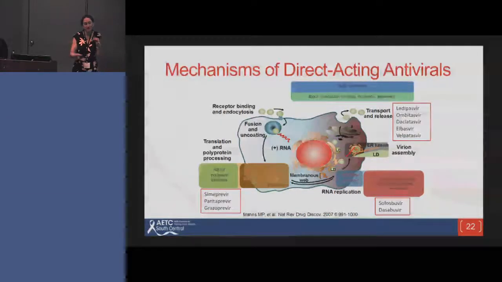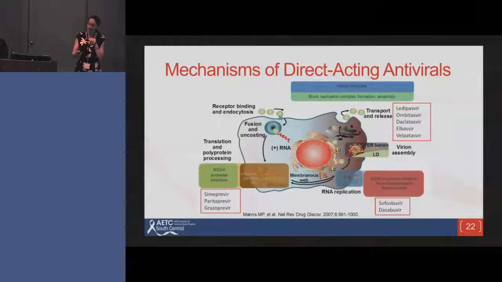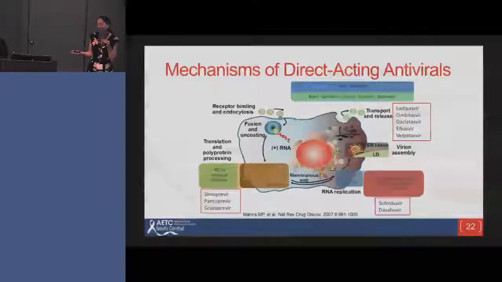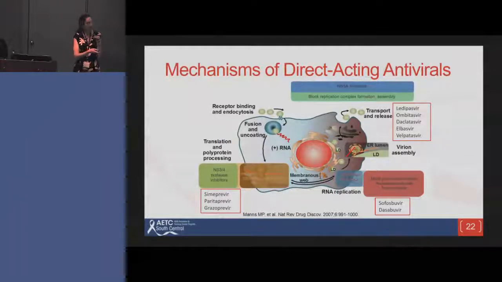If you can remember that the NS5B is the RNA polymerase involved in RNA replication, the NS5B inhibitors, the nucleoside and non-nucleoside inhibitors, end in -buvir, so NS5B, buvir. So those are the drugs that interfere with RNA replication.